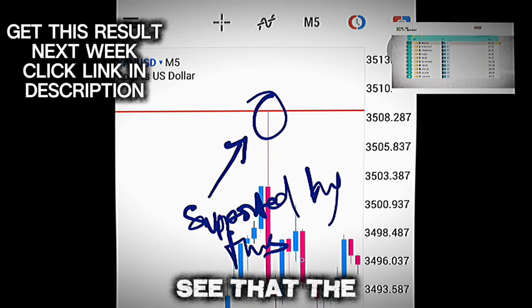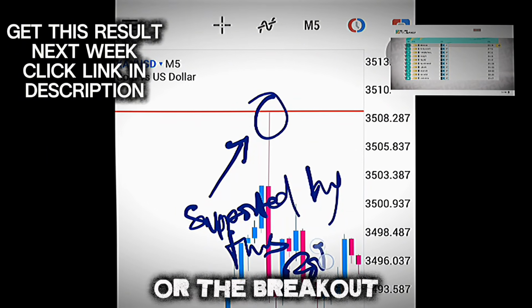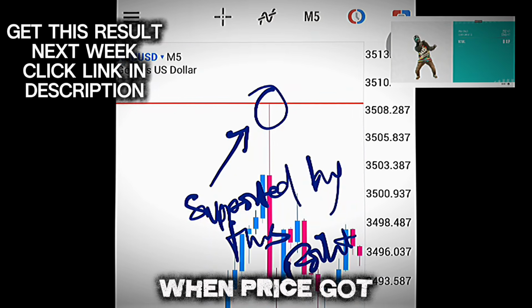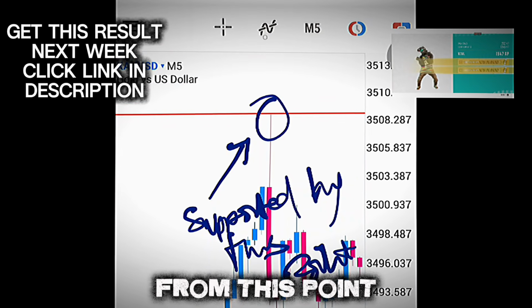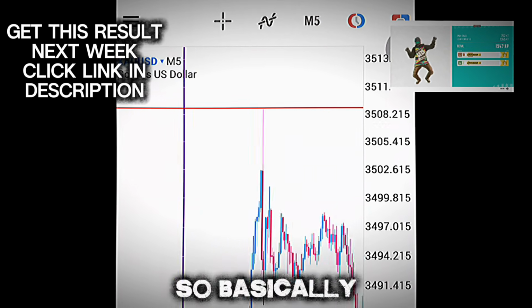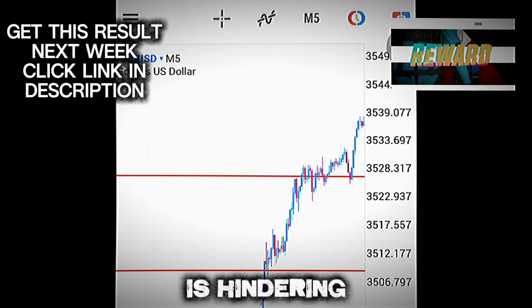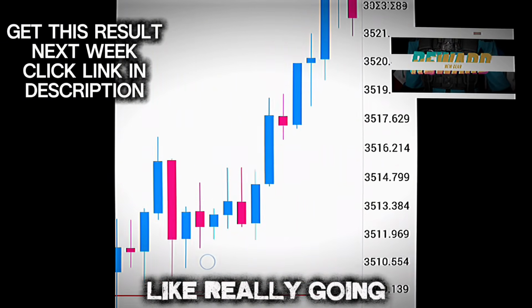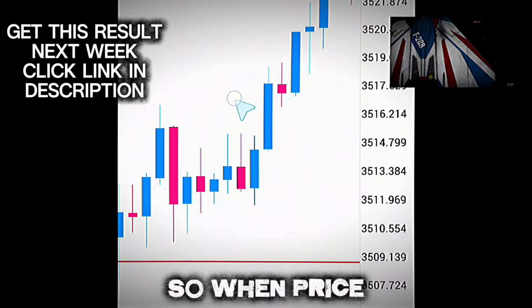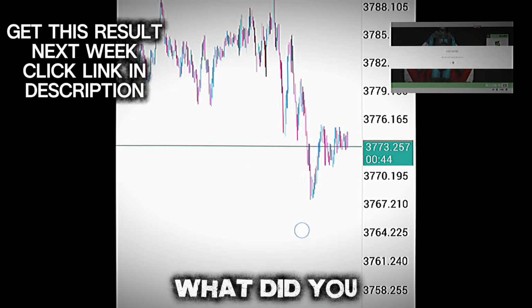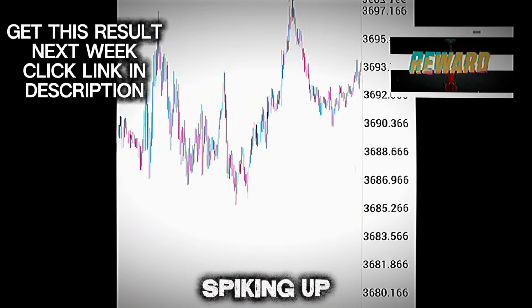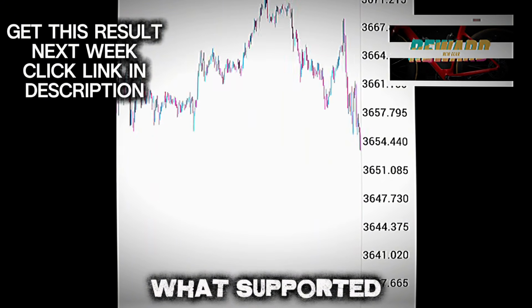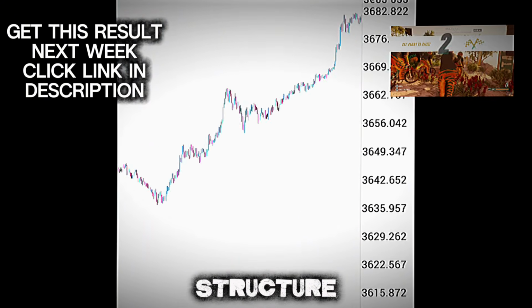And you can see that the breakout only happened when price got away from this point here. So basically, this point is what is hindering price from really going up. When price literally broke out from it, what did it do? It started spiking up, and that was what supported structure here.